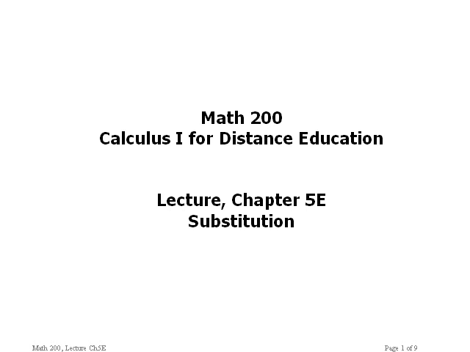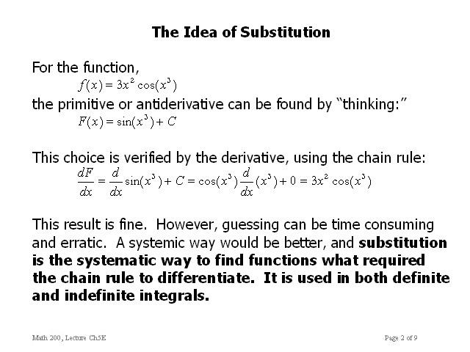This is lecture 5E for Calculus 1 on substitution. Here is the idea behind substitution. Say you have a function 3x squared times the cosine of x cubed, and you're looking for the primitive of this function. You can do it by pattern recognition.